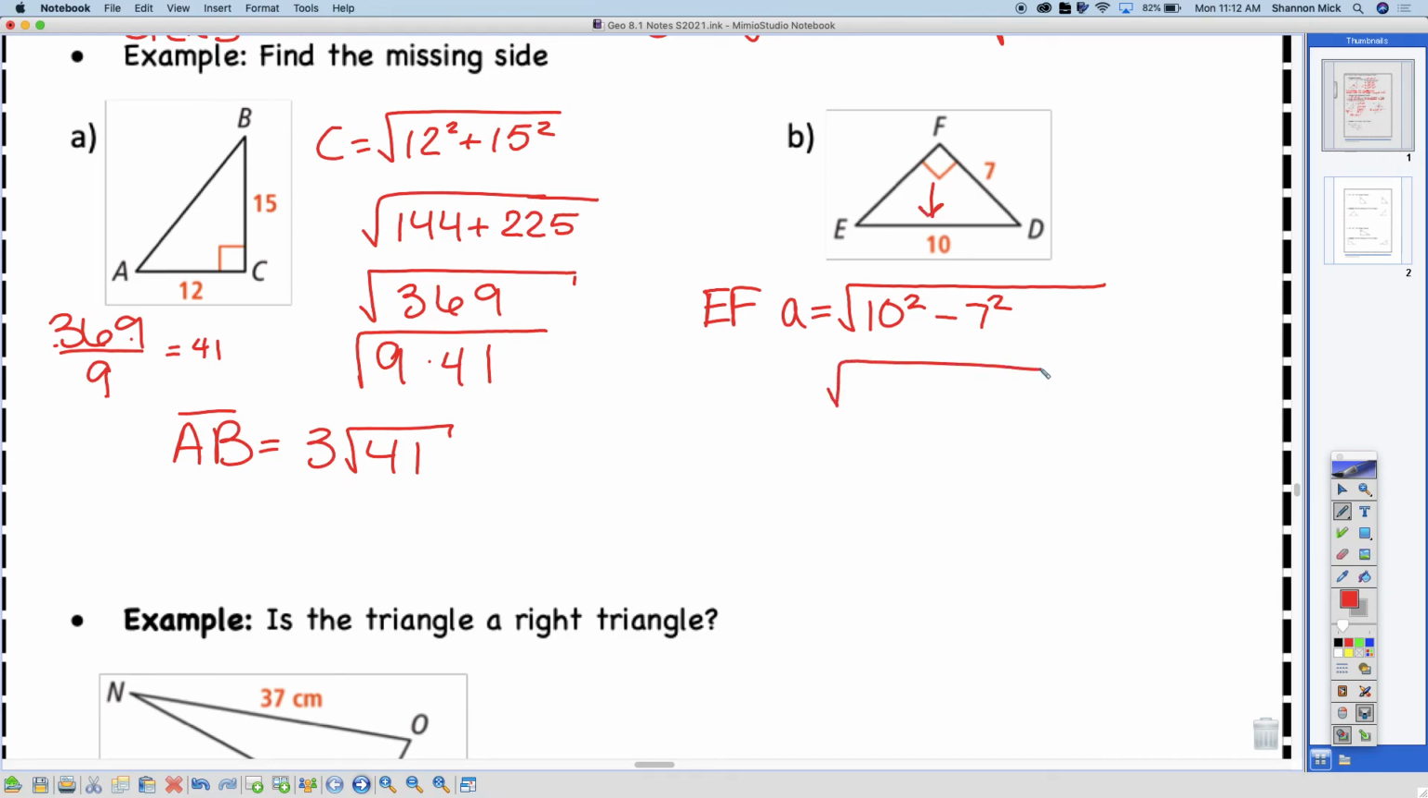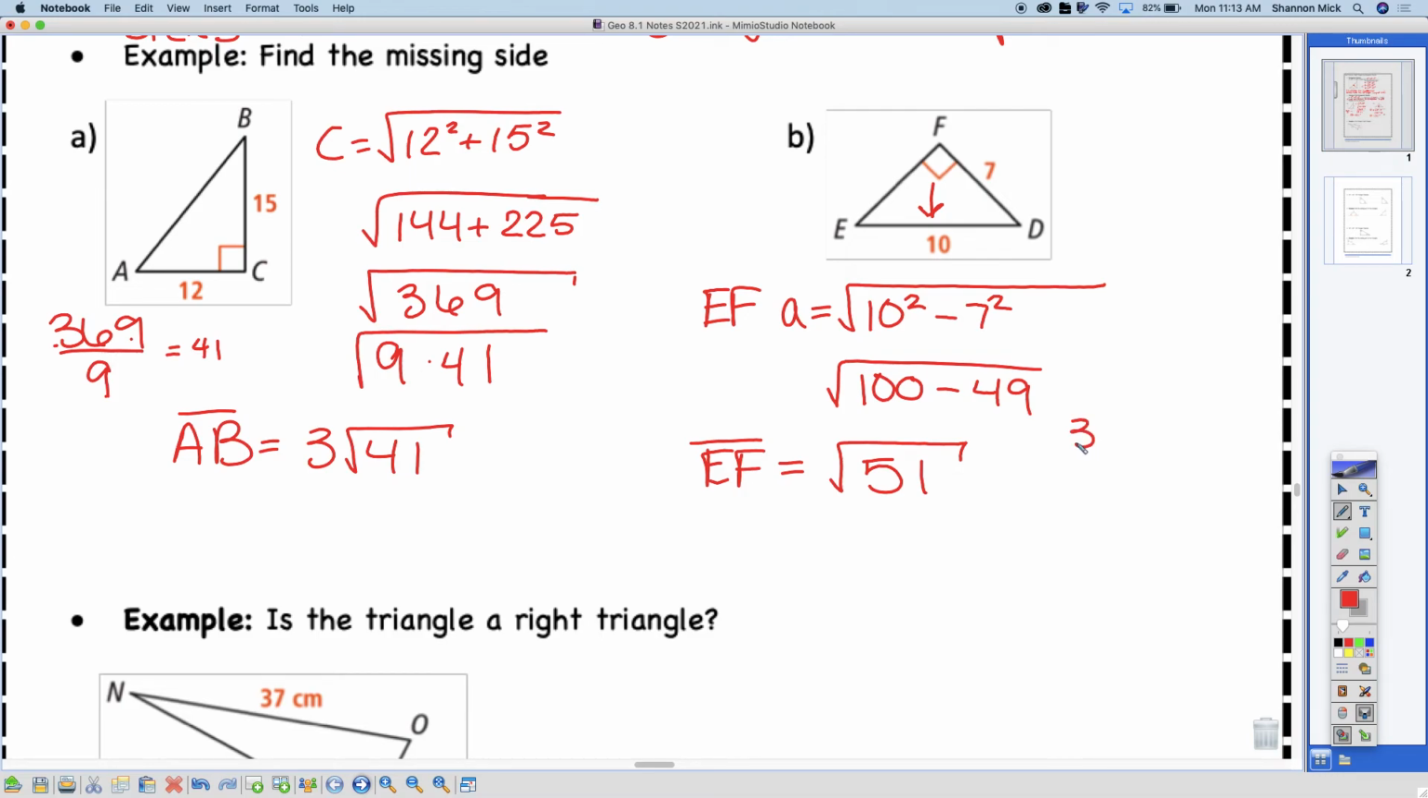100 minus 49, which is 51. So EF is the square root of 51, and I can't break down 51 any further, can I? Actually, I could. 5 plus 1 is 6, yes? So 3 goes into it, doesn't it? Yeah. Okay, so let's check.